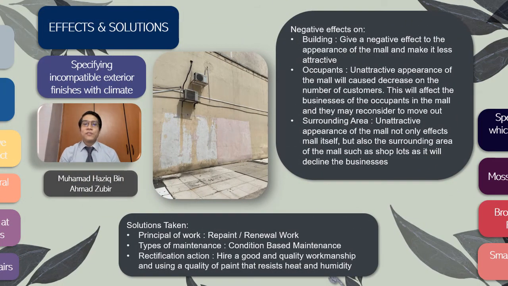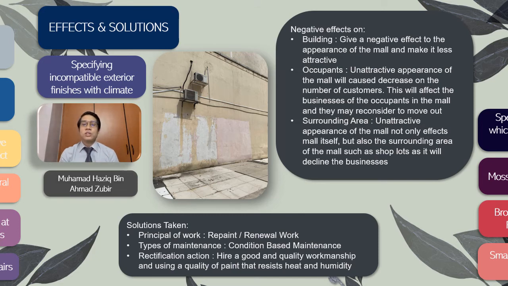Next, specifying incompatible exterior finishes with climate. Negative effects on building, it will give a negative effect to the appearance of the mall and make it less attractive. Negative effect on occupants. Due to the unattractive appearance of the mall, it will cause a decrease in the number of customers. This will affect the business of the occupants in the mall, and they may reconsider moving out.